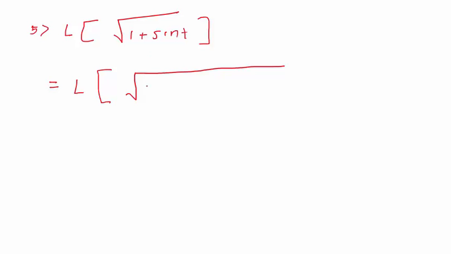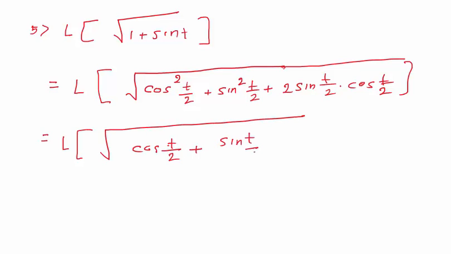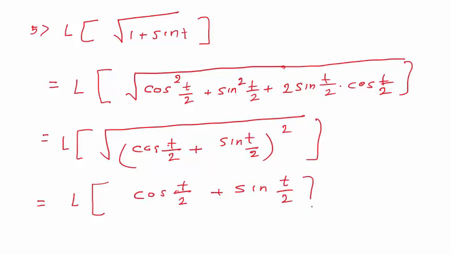So better I write this 1 as cos² (t/2) plus sin² (t/2), and this sin t we will write as 2 sin (t/2) cos (t/2). Now this whole term is in square root. So this will be equal to Laplace of square root of (cos (t/2) plus sin (t/2)) the whole square, which equals Laplace of cos (t/2) plus sin (t/2).